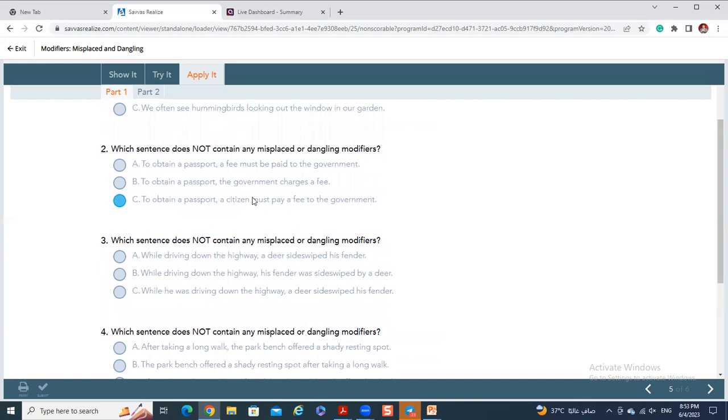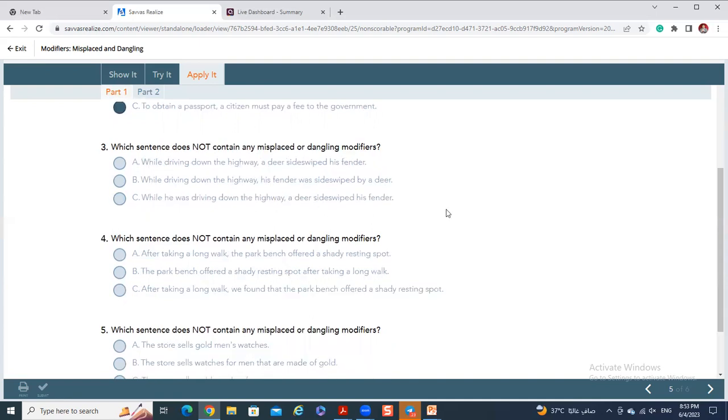Engineer Taha. To obtain a passport, a fee must be paid to the government. To obtain a passport, the government charges a fee. To obtain a passport, a citizen must pay a fee to the government. Think about who must obtain the passport to find it after the comma. See. Who must get the passport? Okay.